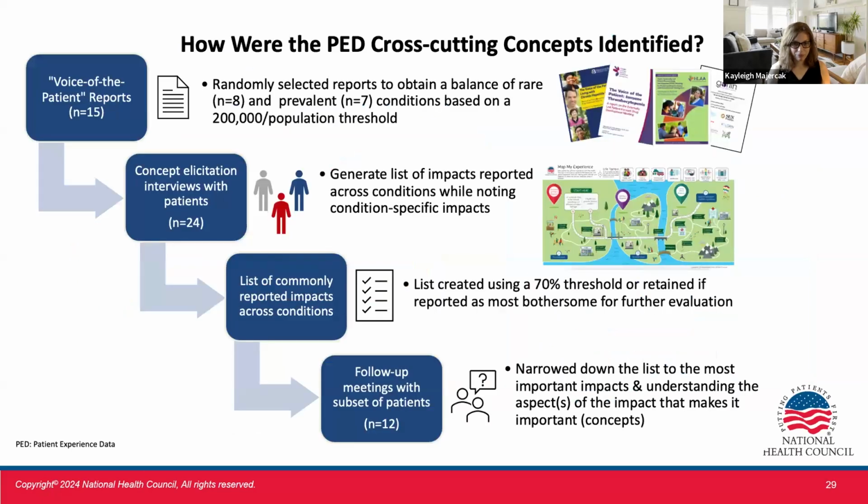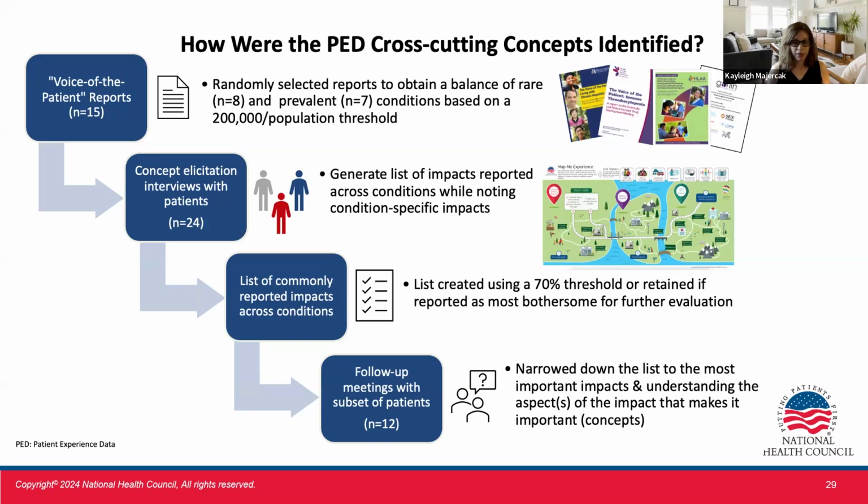Next slide. So how were the patient experience data cross-cutting concepts identified? First, we looked at the Voice of the Patient reports. It's a great resource. We selected a random selection of 15 reports to obtain that balance of rare and prevalent conditions, and start identifying what do we see in the literature for concepts, what's common across conditions. Then to dig a little bit deeper, we conducted concept elicitation interviews with patients, 24 patients across the 3 conditions, so 8 per condition, to help generate the list of impacts reported, and also note what are condition-specific impacts, because we didn't want to forget about those as well.